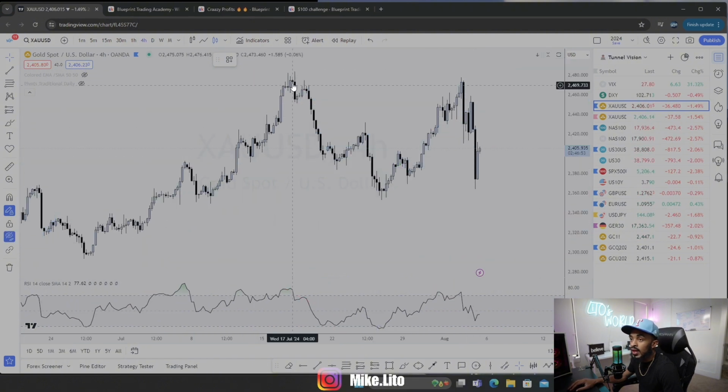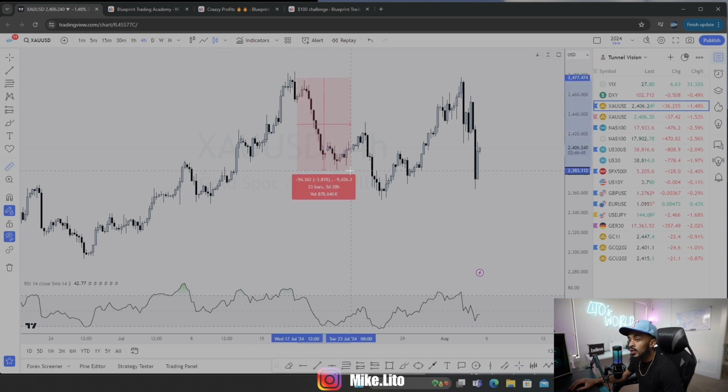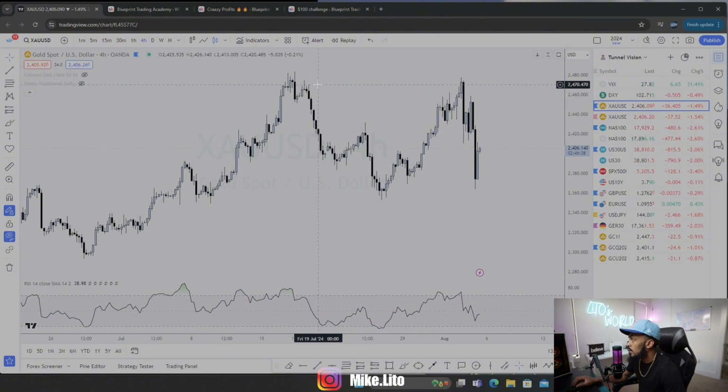We can see that we had this impulse push down from this level of resistance where the market dropped heavily, right? So I believe it dropped over 900 pips. So I kept that in the back of my mind. Now this was a simple setup. It wasn't too complicated if you understand market structure.